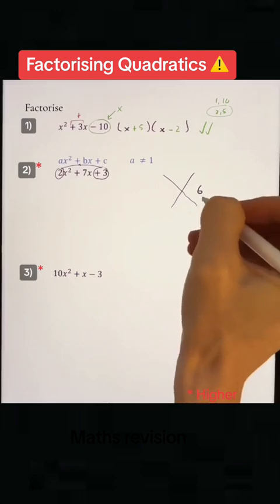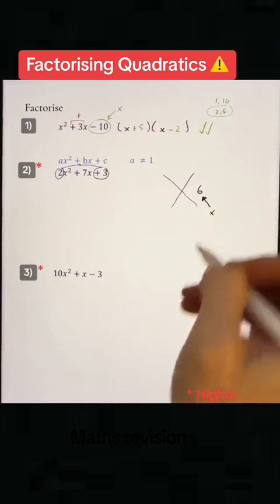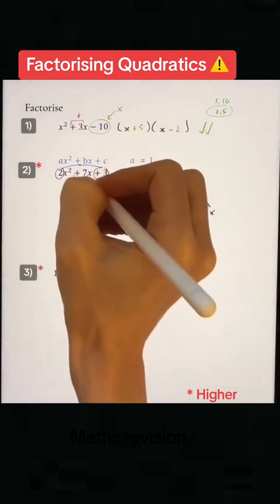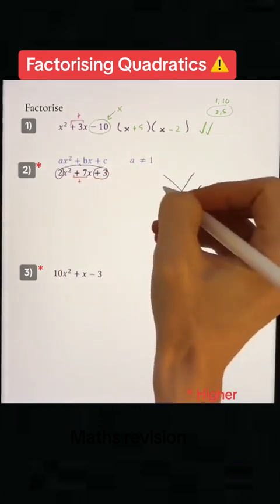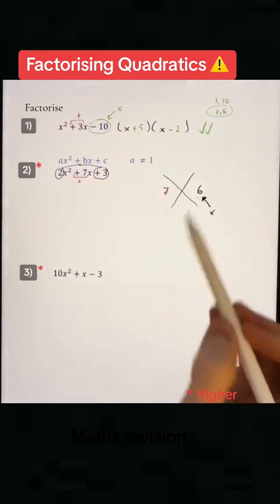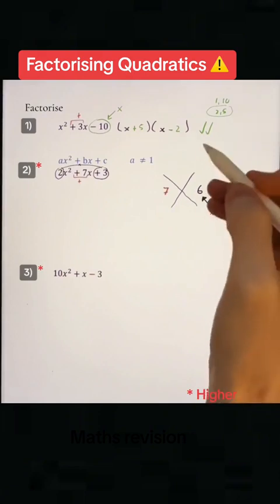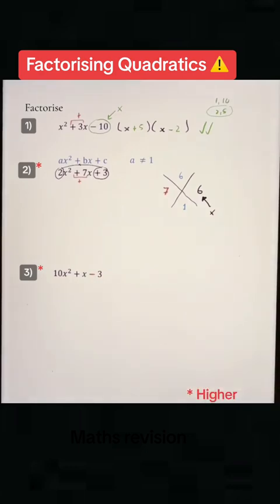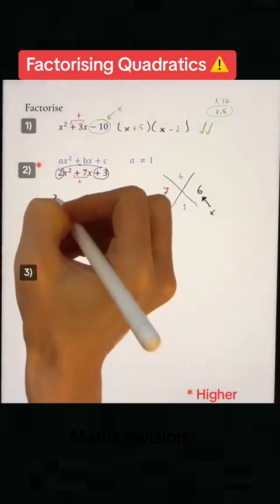In this case, 2 times positive 3 gives us 6. So I need to find two numbers that multiply to give us positive 6, and the same two numbers must still add to give us the number in front of the single letter, which in this case is plus 7. The only pair that multiply to give us 6 and add to give us 7, in this case, are 6 and 1.